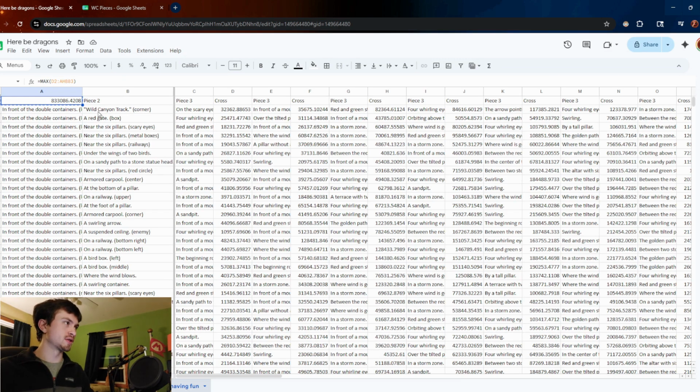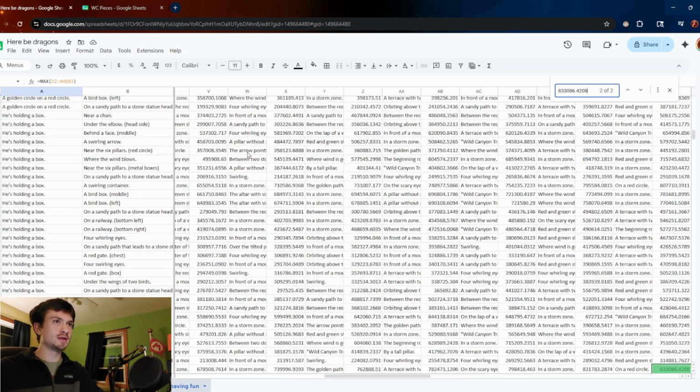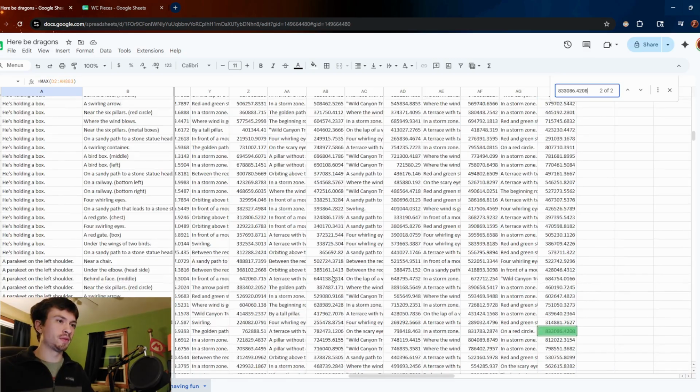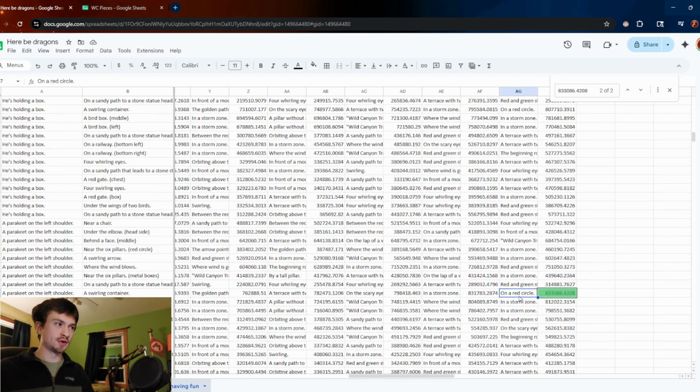833,000 for the cross product. If we find exactly what that is, it's this guy. So the third piece is on a red circle, and the first and second are parakeet on the left shoulder, checks out, swirling container. That also makes sense because it is a pretty remote piece, but on a red circle seems like a weird option for a third piece, don't you think?